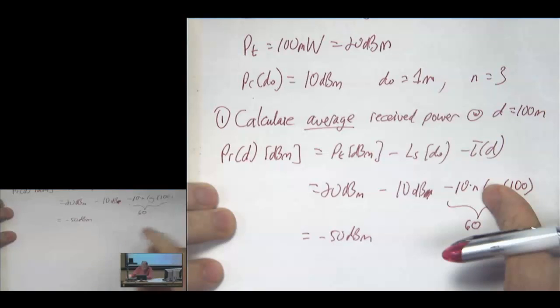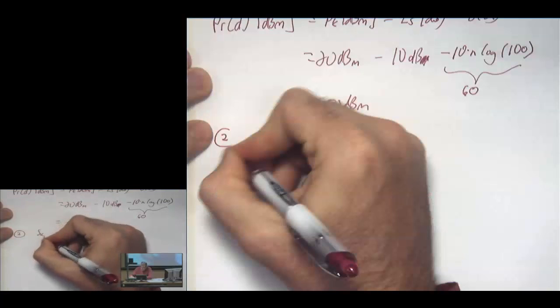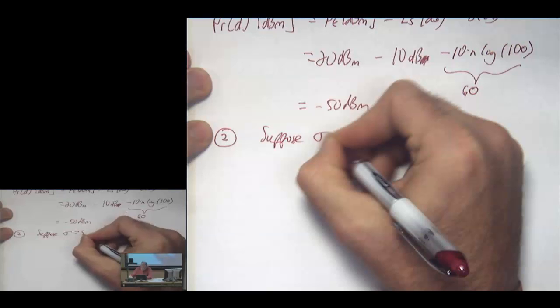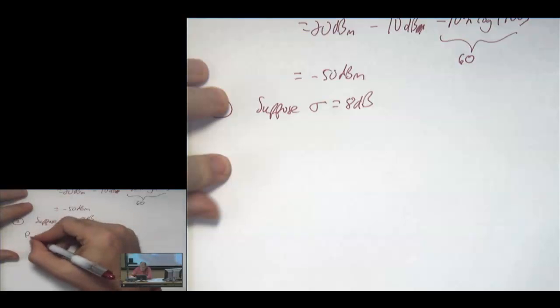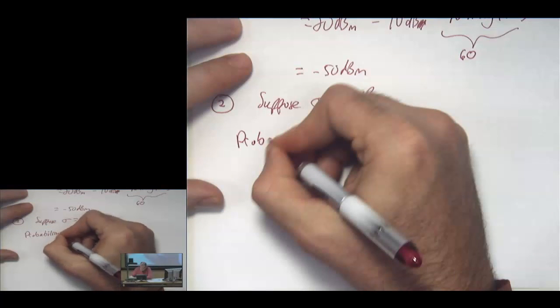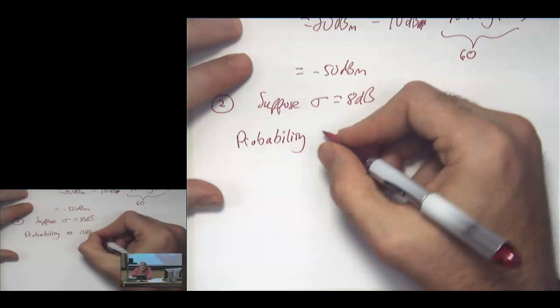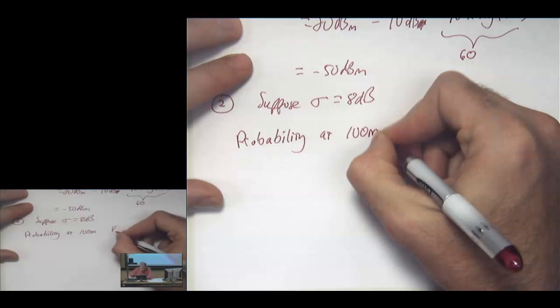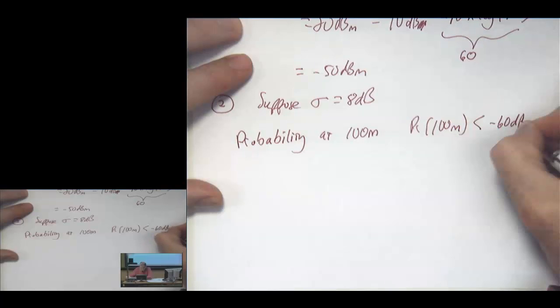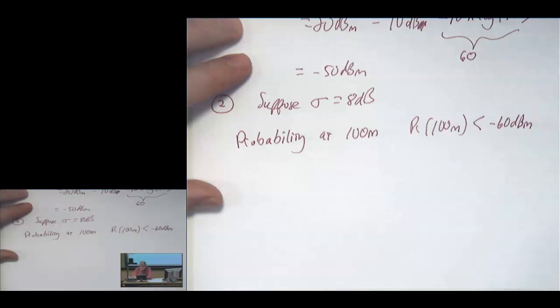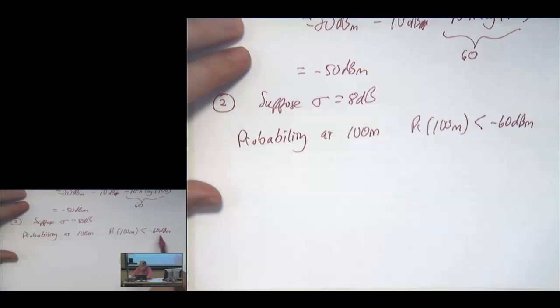now let's go through another calculation where we suppose that the variance is 8 dB here. And now we're going to compute the probability that at 100 meters, my received signal power is less than minus 60 dBm here. This makes sense too because we are adding that random variable on top of this. So we're not guaranteed to get a particular target value, but we can ask how often it's really bad. Suppose that minus 60 dB is bad.